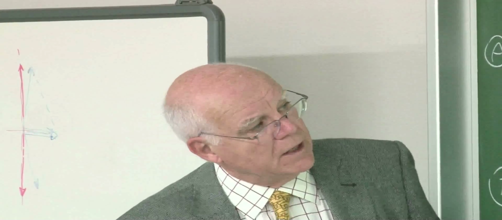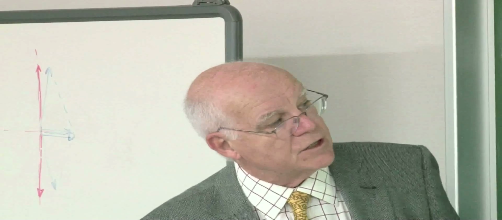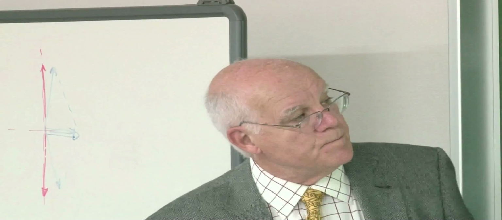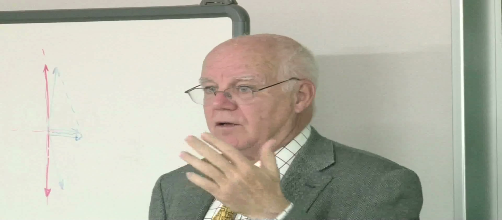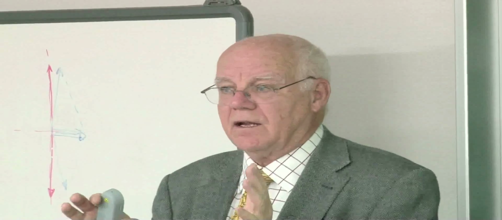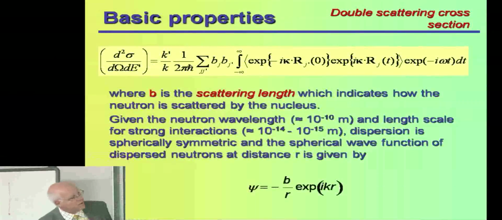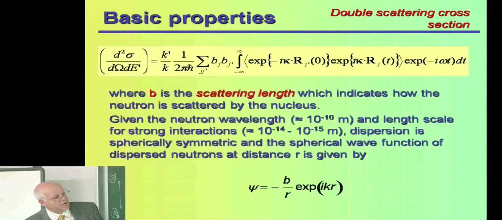The neutron wavelength is 10 to the minus 10 meters, and the length scale of strong interactions is 10 to the minus 14, 10 to the minus 15. So the neutron-nuclear interaction we can treat as quasi-ideal: a planar wave, so the dispersion is spherically symmetric, and we have a spherical wave function propagating. At a distance r, in the easiest case, this is the wave function.